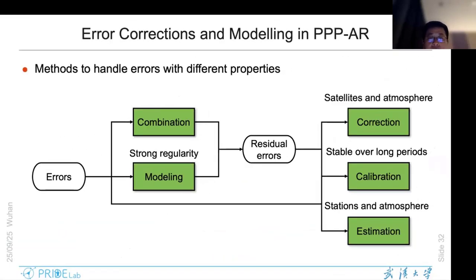So these errors should be eliminated from our positioning jobs, and we have different ways to make this mitigation. Sometimes we can develop some precise models to make those corrections. And sometimes we can just keep them in the least squares and estimate them as unknowns to mitigate their impacts on your positioning.